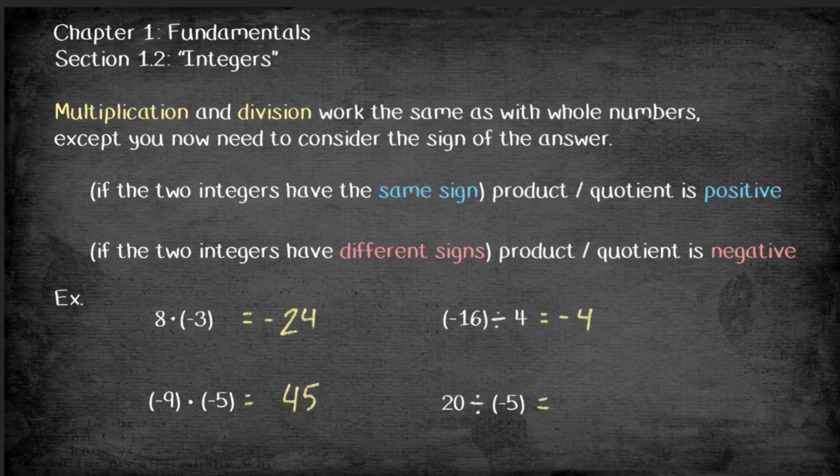So down here at the last example, we have 20 divided by -5. It doesn't matter which of the two is negative. The two signs are different, so we know we're going to have a negative sign. And 20 divided by 5 is 4. So again, the answer is -4. And let's see. I think that's it.